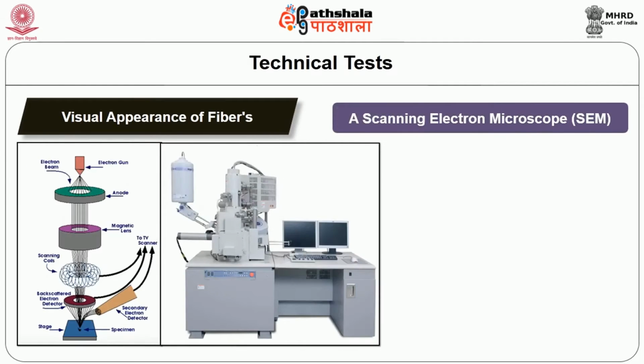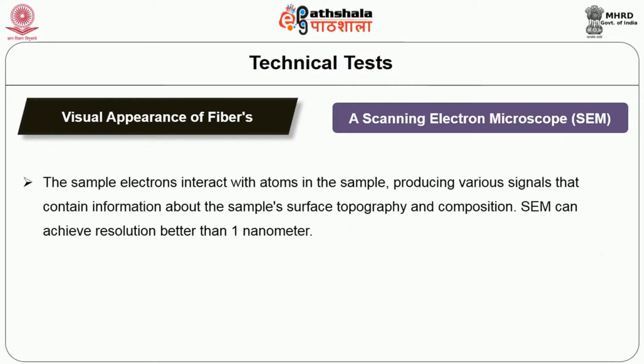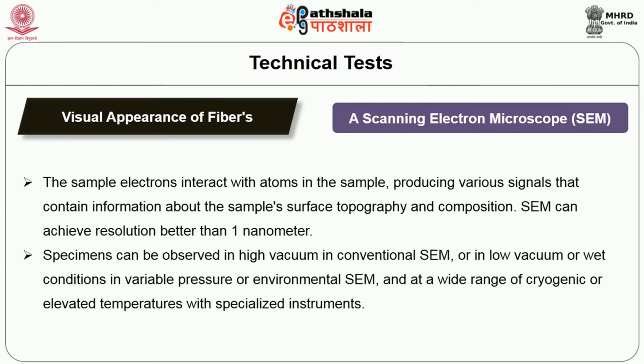So we can scan through a scanning electron microscope also. It produces images of a sample by scanning the surface with a focused beam of electrons. The electrons interact with the atoms in the sample, producing various signals that contain information about the sample surface topography and composition. SEM can achieve resolution better than 1 nanometer. The SEM works on the secondary electrons reflected from the sample surface.